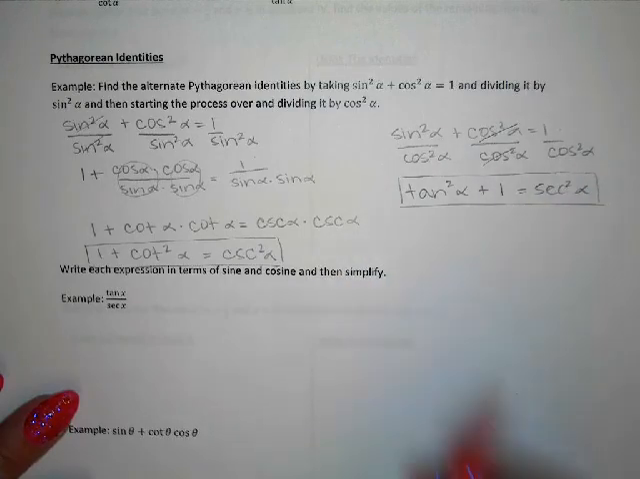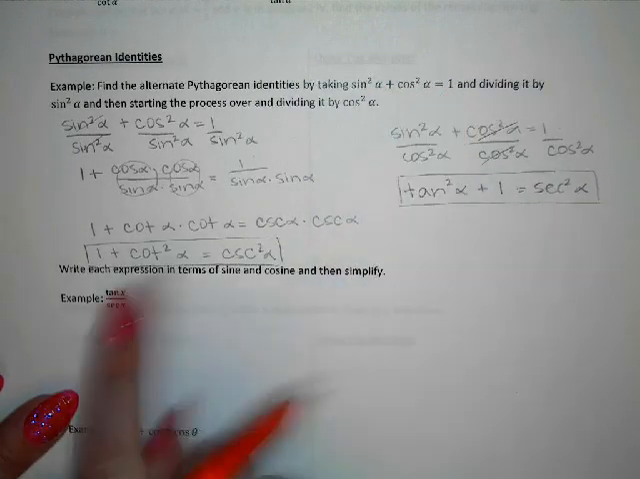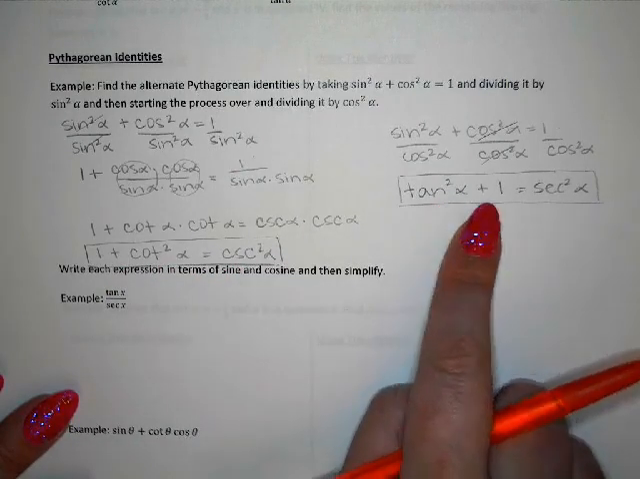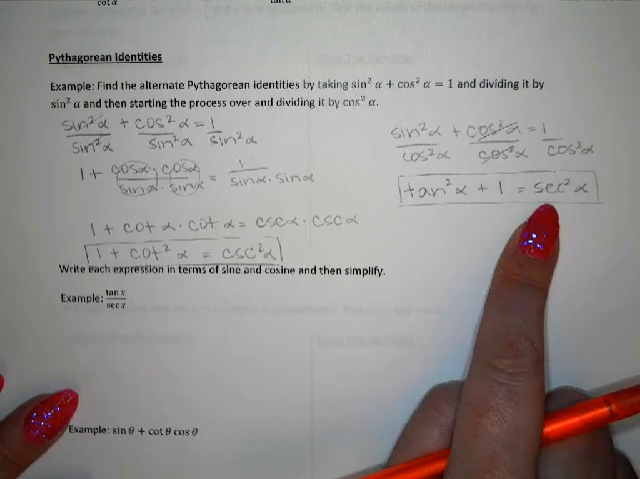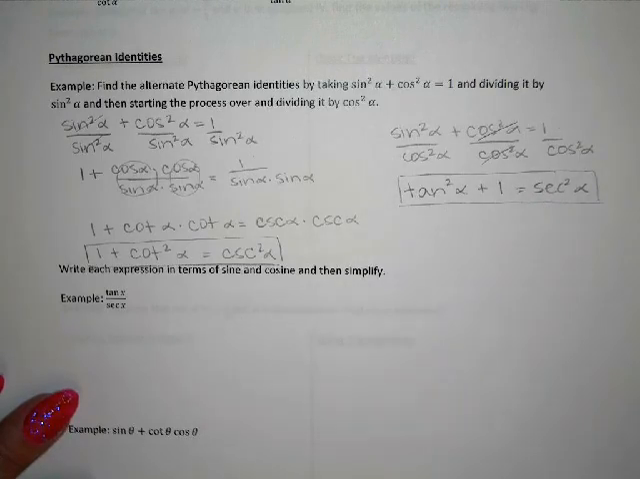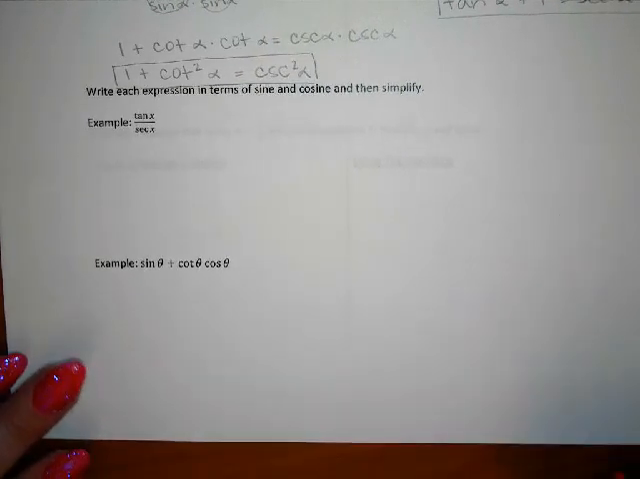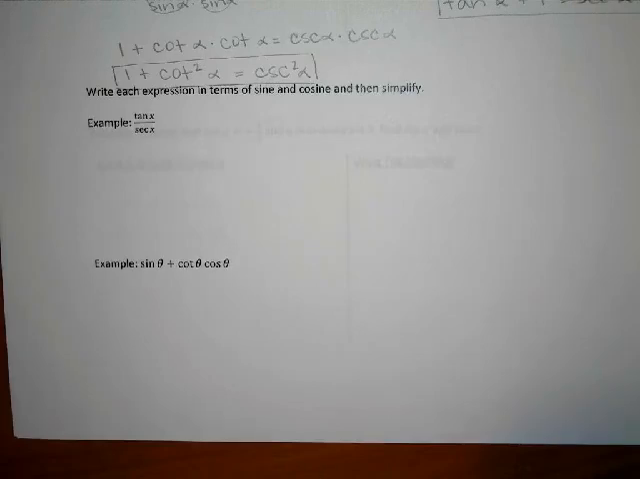So we have sine squared plus cos squared is 1, 1 plus cotangent squared equals cosecant squared, and tan squared plus 1 equals secant squared. Those 3 make up our Pythagorean identities. All right, so next we're going to look at how to simplify expressions that are written in trig.